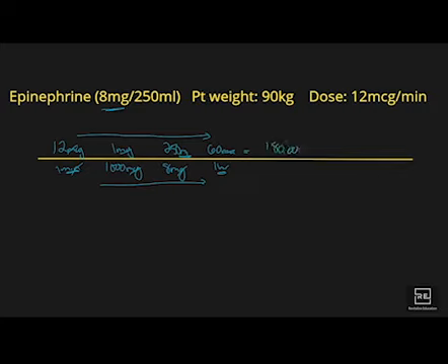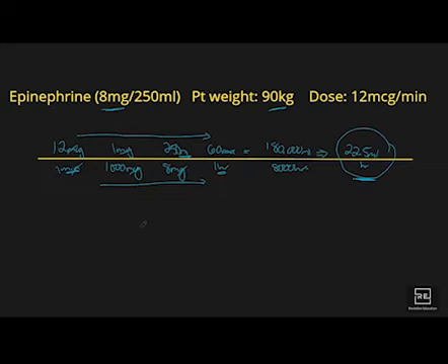180,000 mLs divided by 8,000 hours. Now, if you divide that down even further, you end up getting 22.5 mLs per hour, which is what your pump should be running at. So if you're running epi at 12 mics a minute, you should be running on your pump at 22.5 mLs an hour. But what happens when you want to figure out what 12 mics a minute is in mics per kilo per minute for this 90 kilo patient?